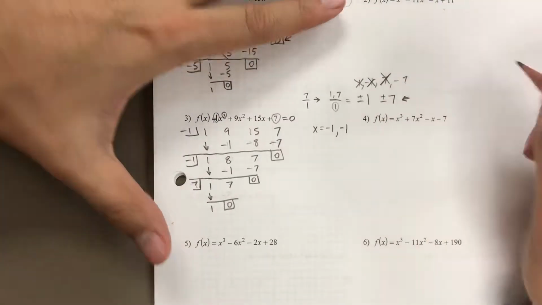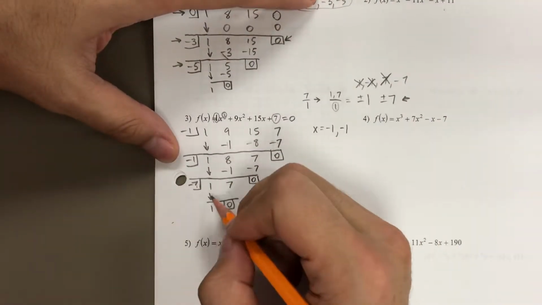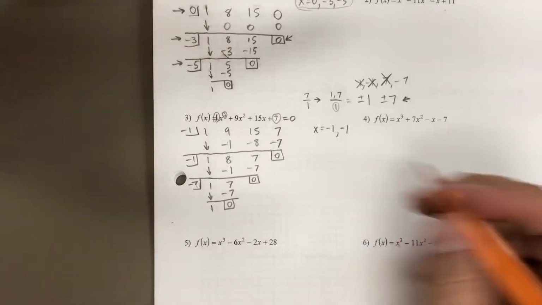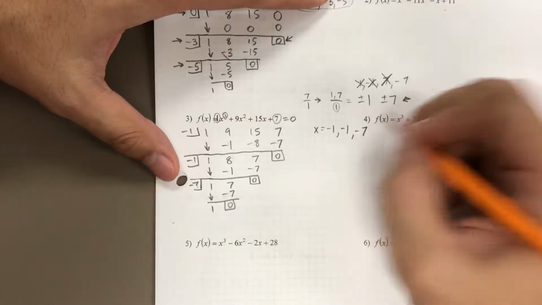Now let's check the last one, negative 7. So we plug in negative 7 here. 1 times negative 7 is negative 7, and check it out. 7 minus 7 gives you 0. So that means that our last 0 is negative 7.